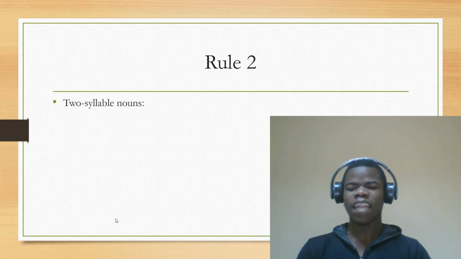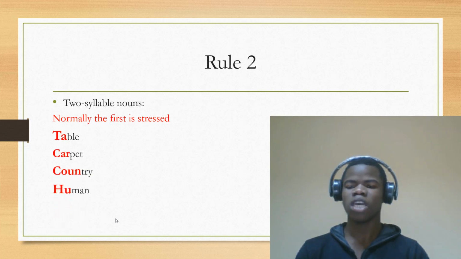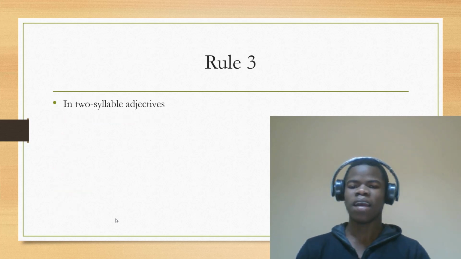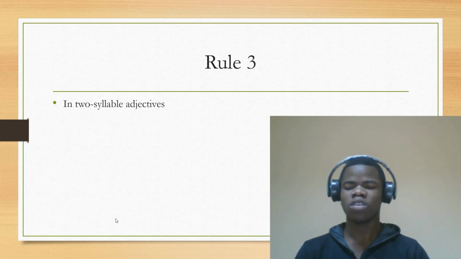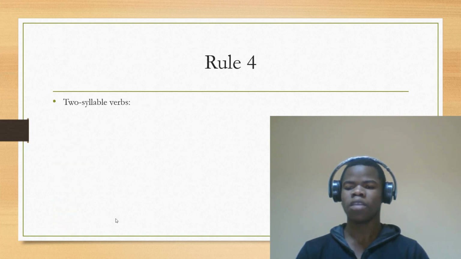Now, when you have a noun with two syllables, normally the stress is on the first syllable, such as in table, carpet, country, human, doctor, and so on. Rule number three, when you have an adjective with two syllables, the stress is also on the first syllable, such as in happy, anxious, worry, ugly, and so on.